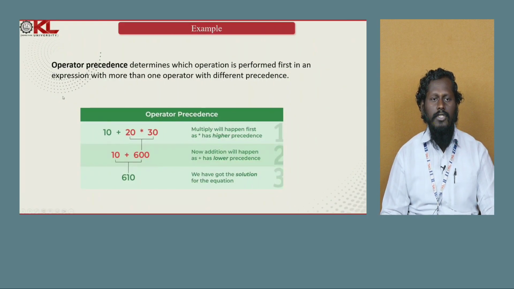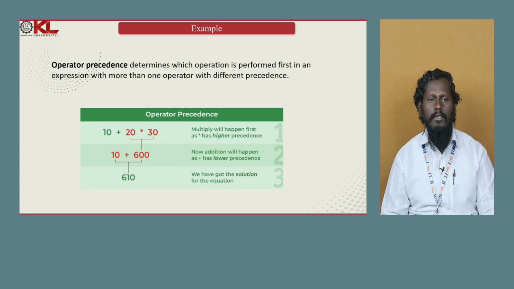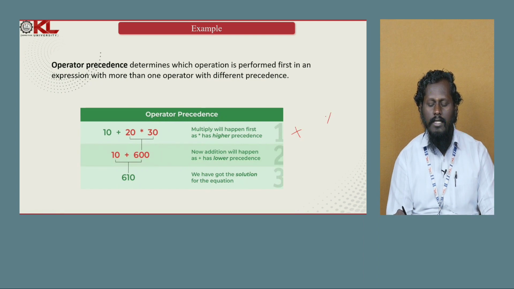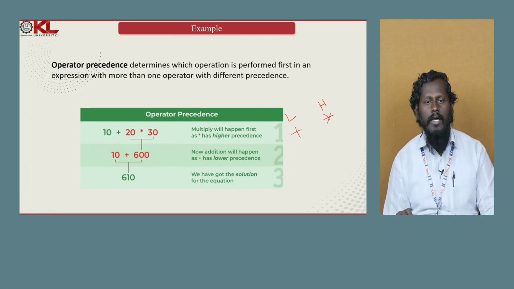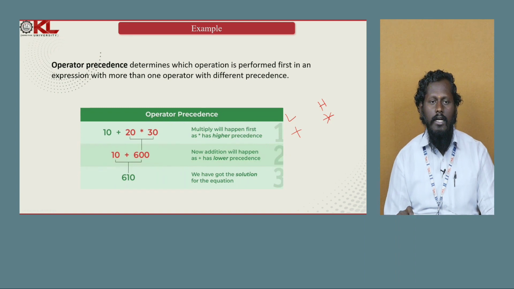So I have taken a simple expression here, 10 plus 20 into 30. There are two different operators, plus and multiplication. Multiplication has the highest priority and plus has the lowest priority. So the expression will be completed with the higher one first. Here 20 into 30 is the higher one, so it is completed first, and the answer is 600. Then 10 plus 600, with only one operator left, so the final answer is 610. So precedence means that in an expression, the higher one will be evaluated first. Let's see the next example.